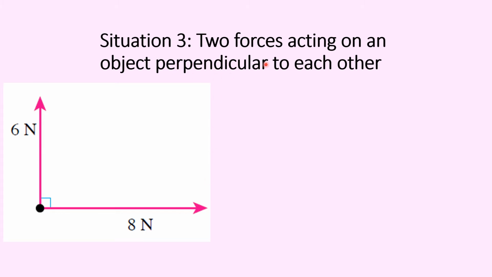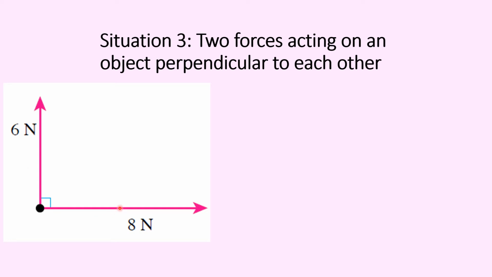Okay, when we mention the word perpendicular, you notice that there is actually a right angle here. And then what does that mean? That this is 90 degrees. That means that, for example, this 8 Newton is a horizontal force, and this 6 Newton is a vertical force, and they are at a right angle to each other. That means that they are perpendicular to each other.